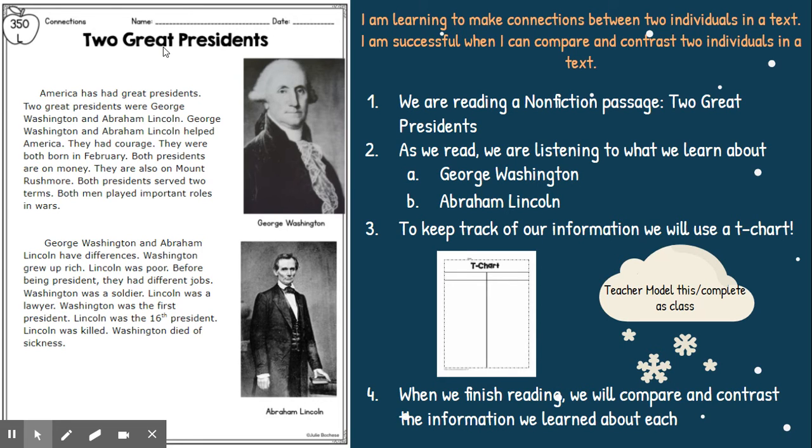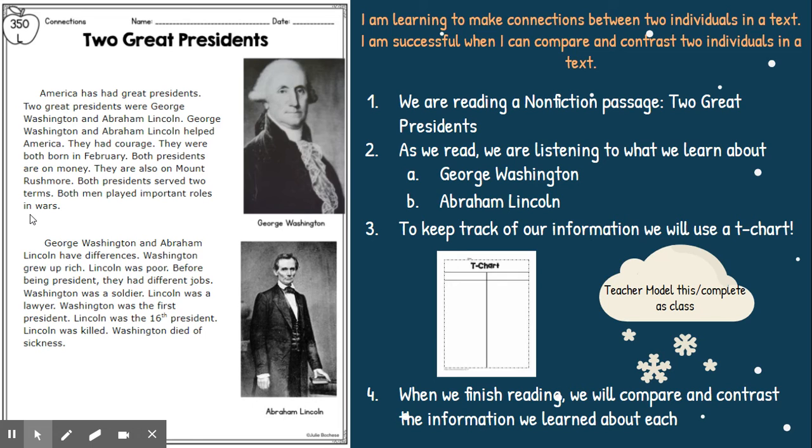George Washington and Abraham Lincoln have differences. Washington grew up rich. Lincoln was poor. Before being president, they had different jobs. Washington was a soldier. Lincoln was a lawyer. Washington was the first president. Lincoln was the 16th president. Lincoln was killed and Washington died of sickness.